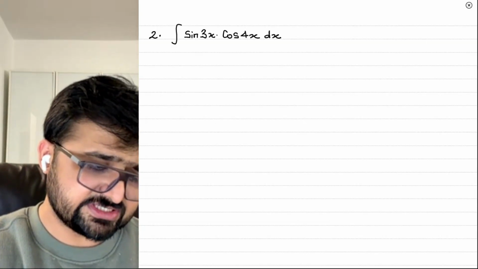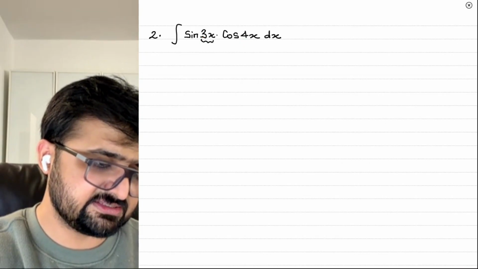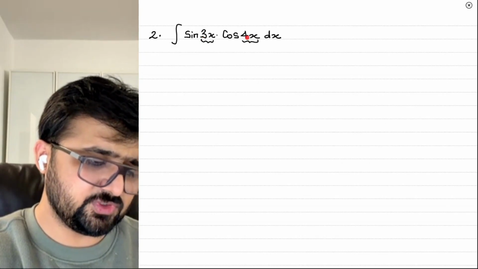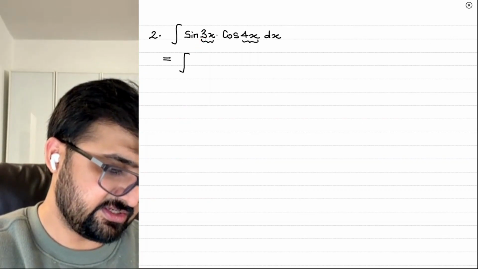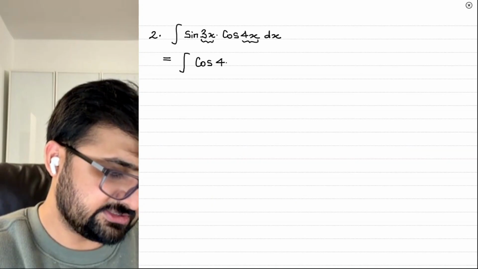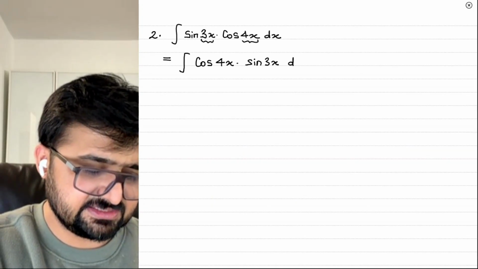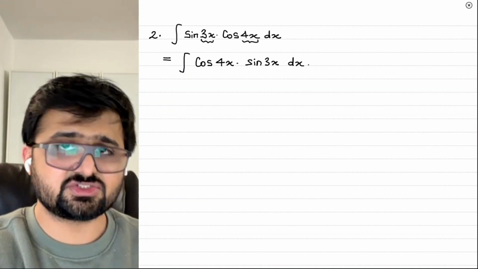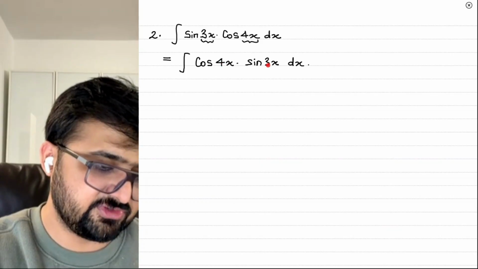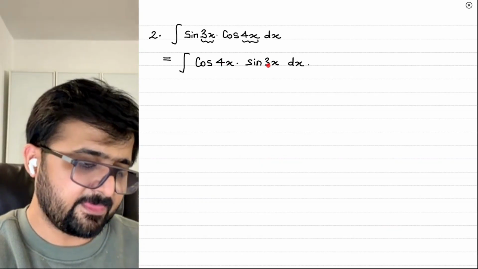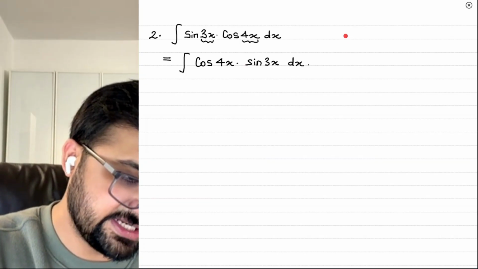We also studied that it is preferred that you put the greater angle first. So this is 3x and this is 4x, and let's write this as the integral of cos 4x into sine 3x dx. It's just preferred to write it like this to make your calculation a little bit easier. So always have the greater angle first and then write the smaller angle. Now this is cos and sine.